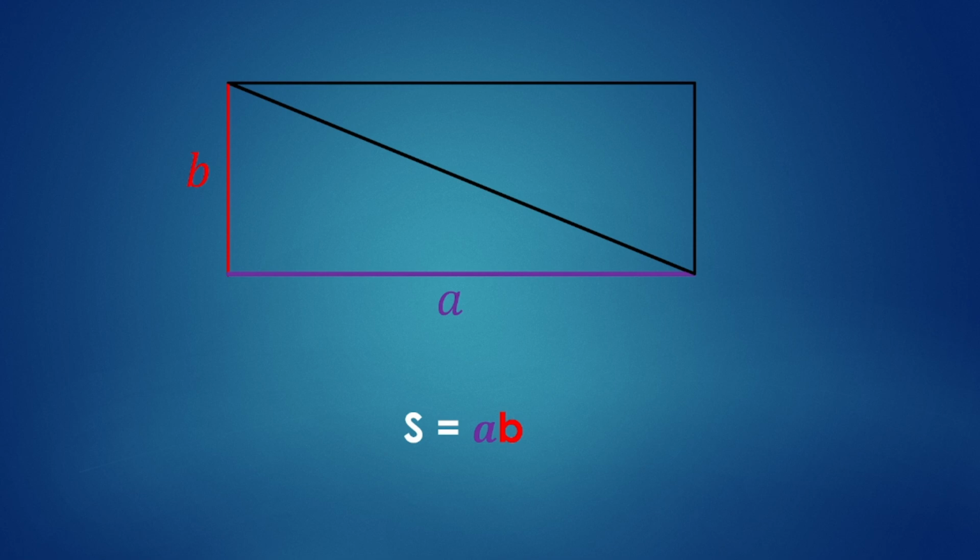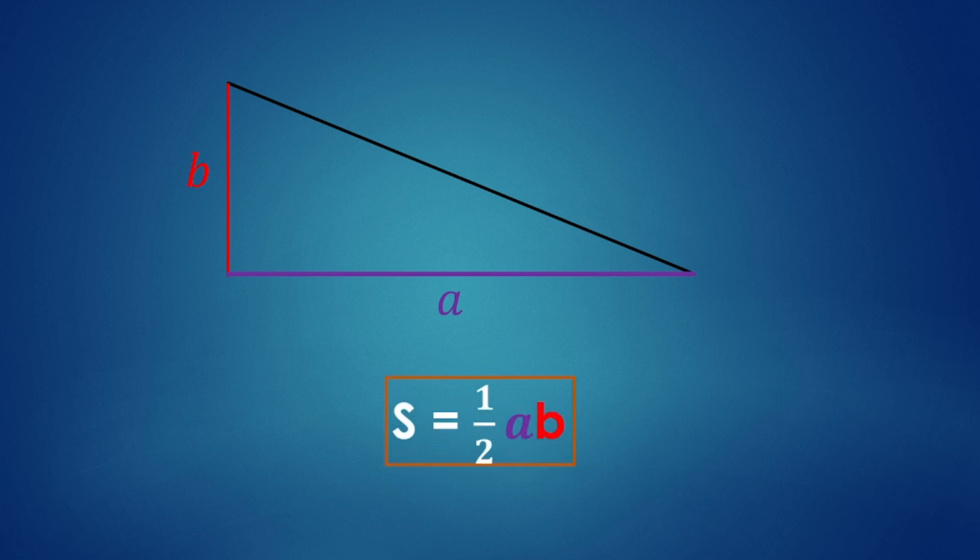Well, we take a rectangle where two sides are A and B. We know that the area of a rectangle is equal to the product of two adjacent sides. Now, if we take away 1/2 of this rectangle, we get a right triangle. And therefore, the area of a right-angled triangle is equal to half the product of its legs, which is half the area of the rectangle.